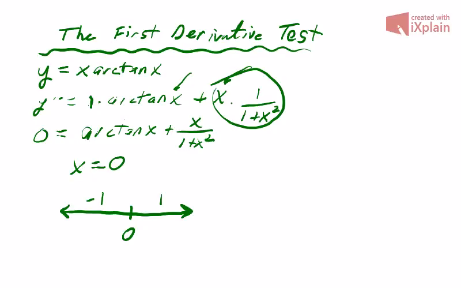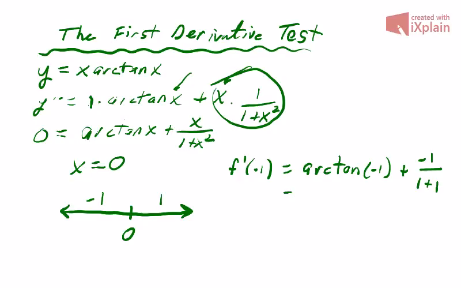So we're going to plug those into y prime. We'll call it f prime for the ease of notation. f prime of negative 1 is arctan of negative 1, and then plus negative 1 over 1 plus negative 1 squared, which is 1 plus 1, so 2. So what we get here is arctan of negative 1, you guessed it, negative pi over 4, and then minus 1/2, which is a negative number. So we are sloping down to 0.